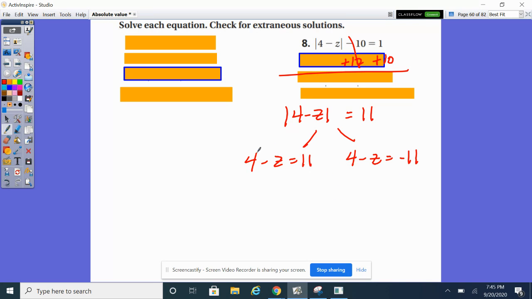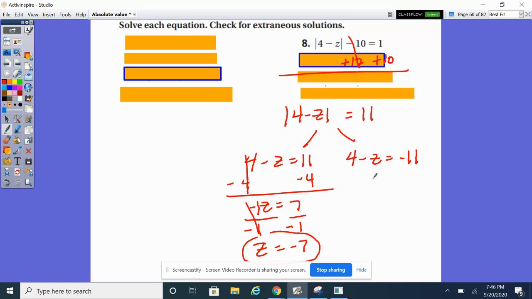So z is not by itself. We've got to do the opposite of everything we see. I see a positive 4. Let's do minus 4 on both sides of the equal sign. The 4's cancel, leaving us negative z is equal to 7. Now the z is not alone. It's got this negative sign, and technically, if you don't see it, it's negative 1. So we're going to divide both sides by negative 1. Negative 1's cancel, and that gives us z is equal to -7. So there's one possible solution.